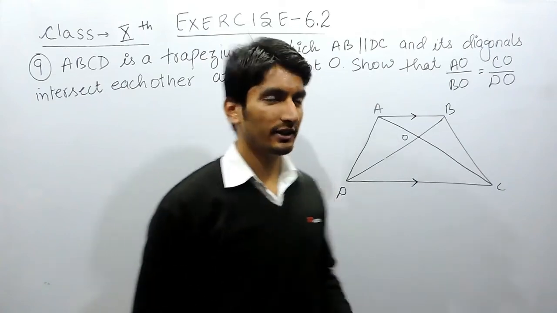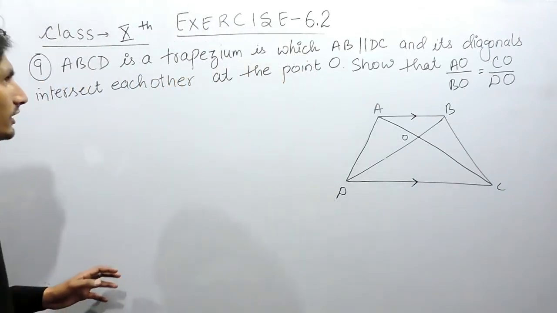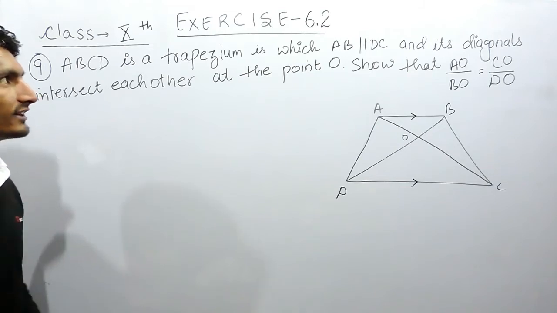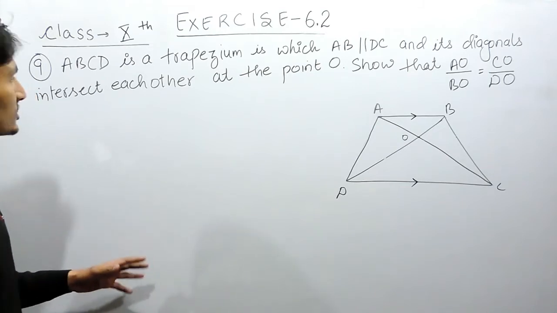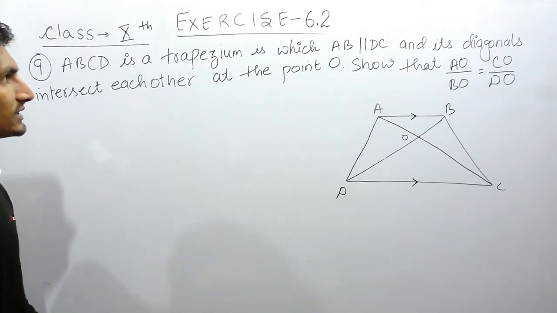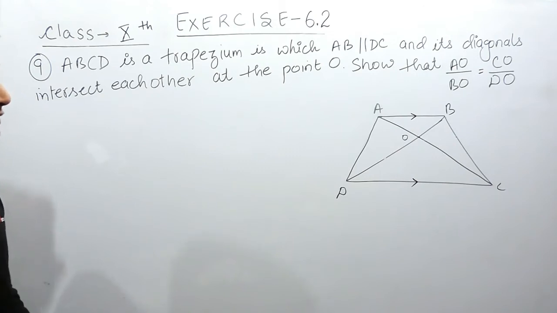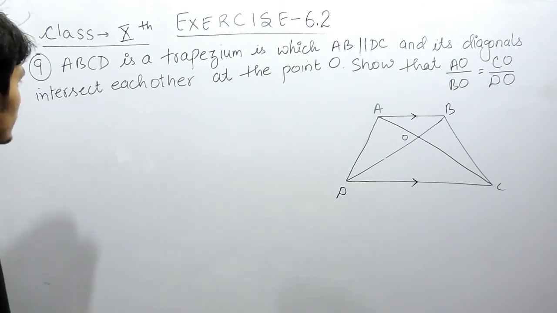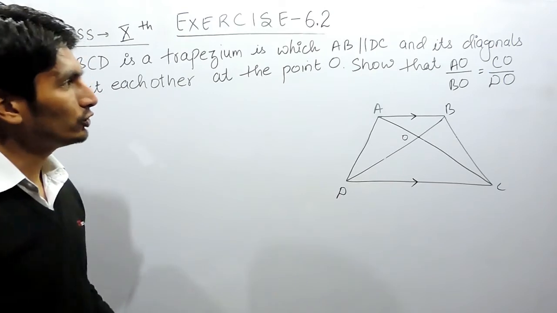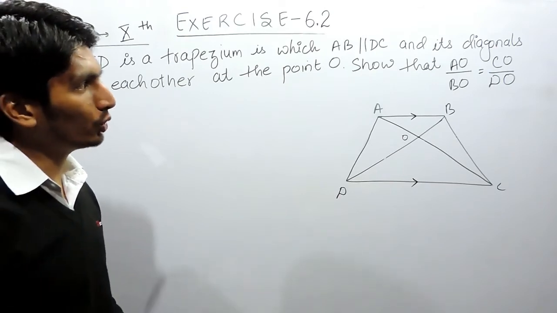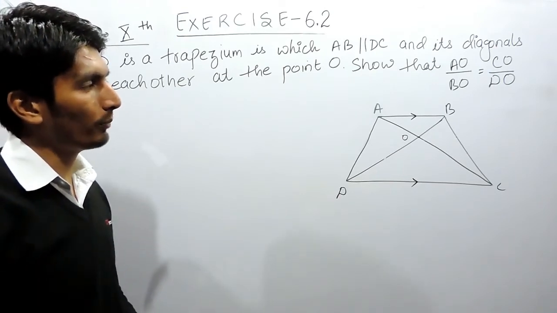Hello everyone, in this video we are going to solve question number 9 of exercise 6.2. The question says ABCD is a trapezium in which AB is parallel to DC and its diagonals intersect each other at O. You have to show that AO upon OB is equal to CO upon DO.